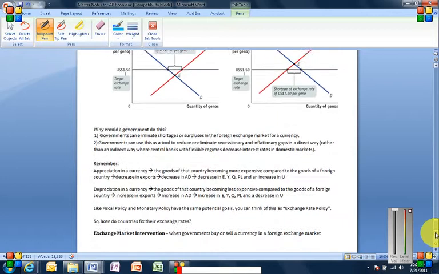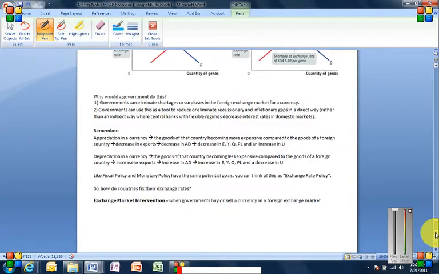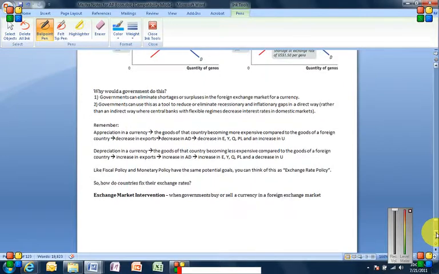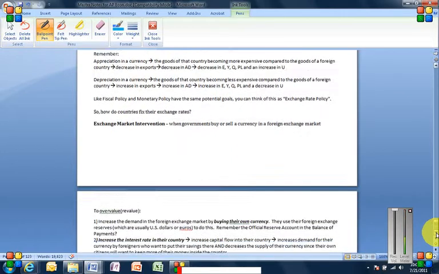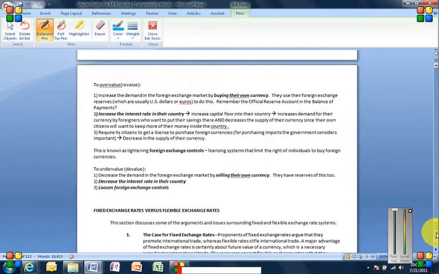So, how do countries fix their exchange rates? The fancy name we give to it is exchange market intervention, when governments buy or sell a currency in a foreign exchange market. So what they do is they go into these markets and they buy up currency to artificially inflate or increase the price or to decrease the price.